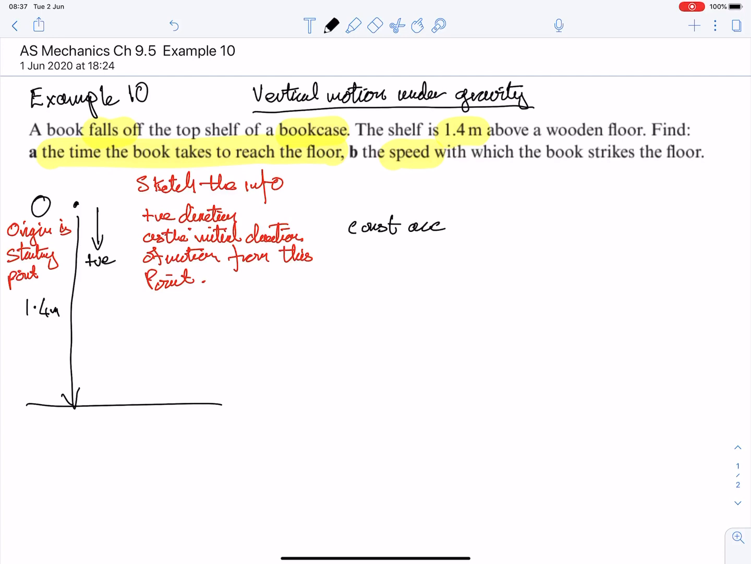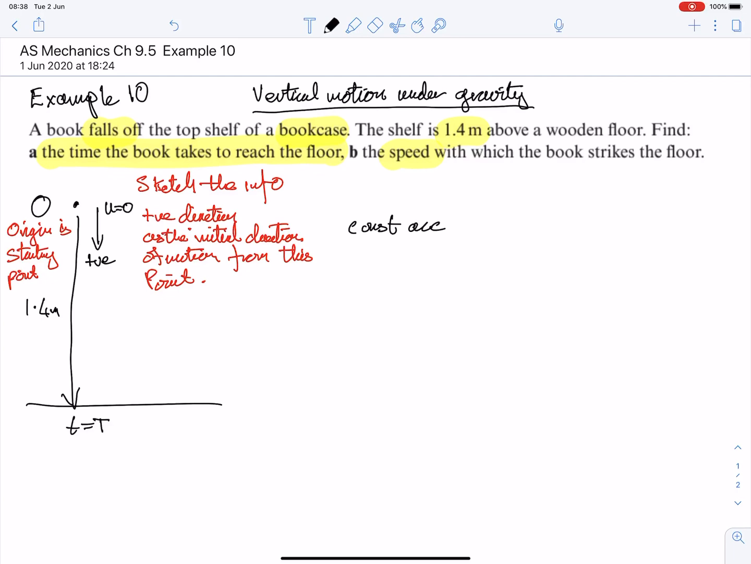Okay. Now, what else can we add to this diagram? Go back, read the question. A book falls off the top shelf of a bookcase. If it's falling, what can you tell me about its initial speed downwards? Well, hopefully you've picked out u equals 0, using our standard SUVAT letters. So it starts with initial speed u. We want the time it takes to reach the floor, so down here we could have t is equal to capital T.